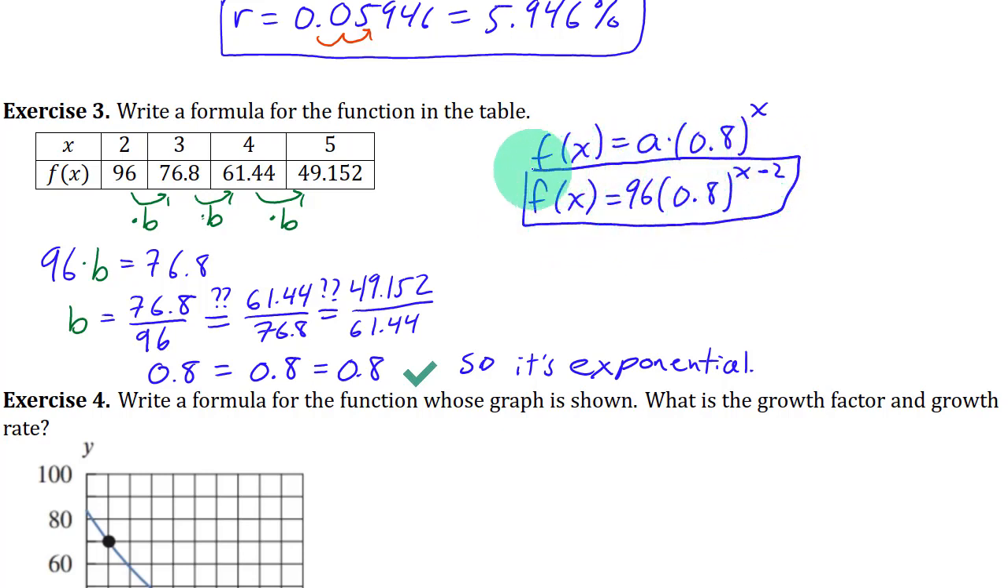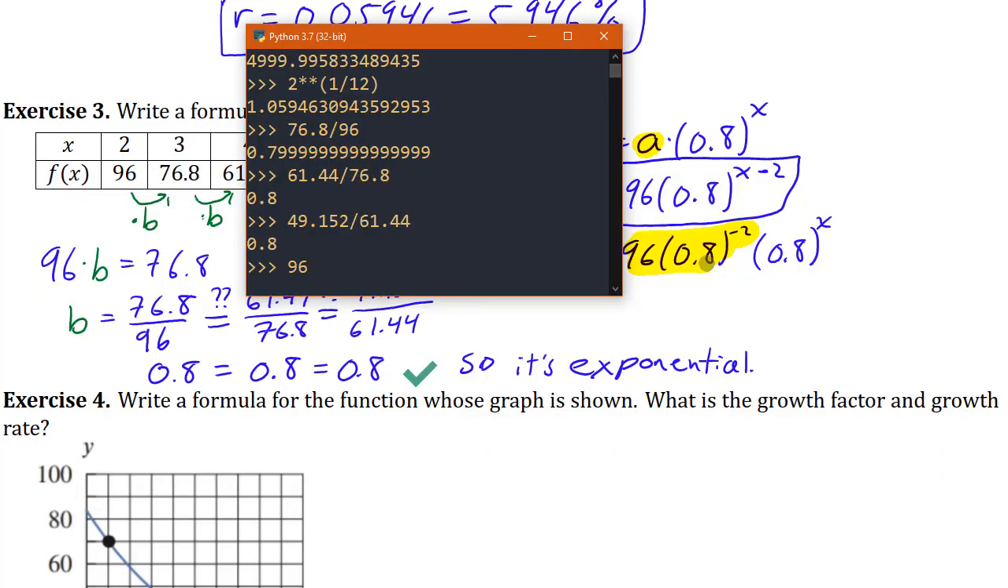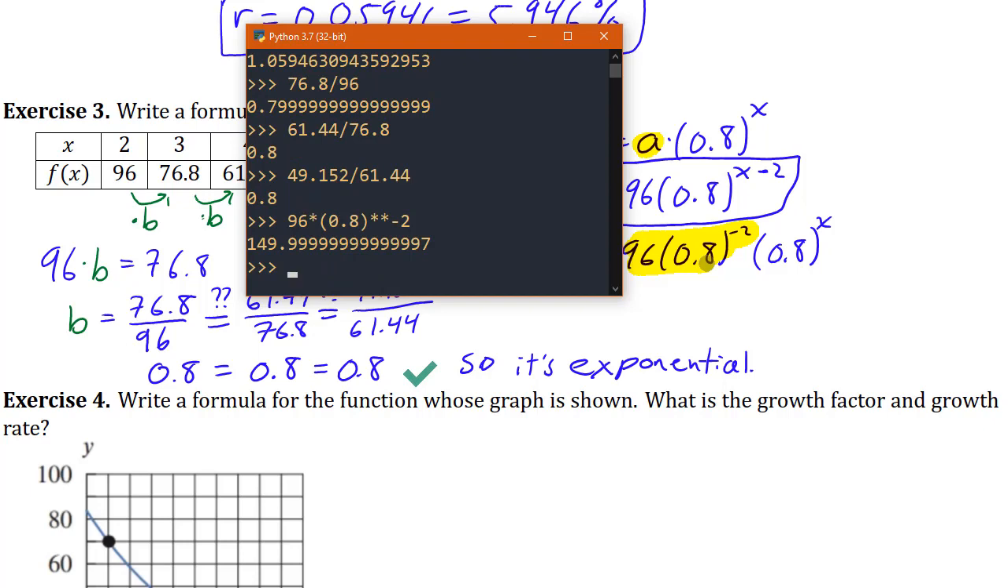If you prefer to write it with just the power x, which you might have gotten if you did this a different way, I'm going to write this as 96 times 0.8 to the power negative 2, and then that times 0.8 to the power x, just splitting that up. And then we can figure out what this original a is here by doing this arithmetic. 96 times 0.8 to the power negative 2 is 150.